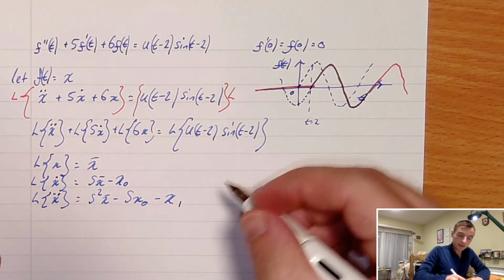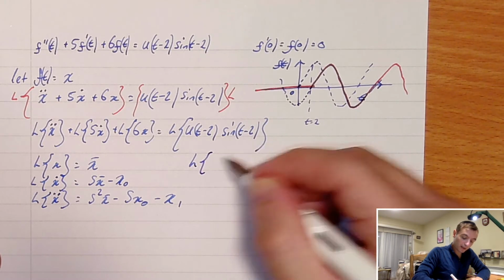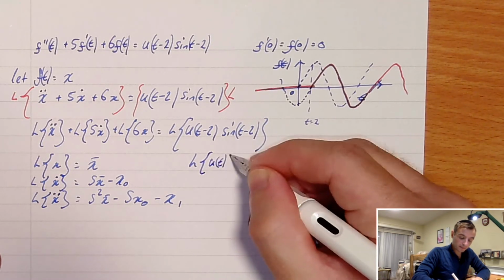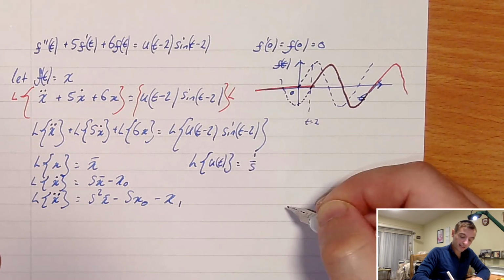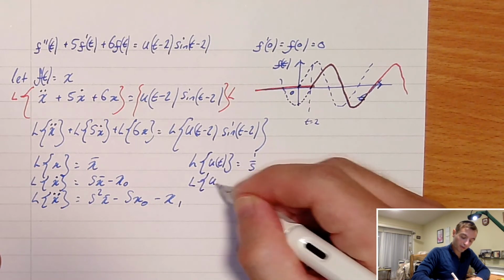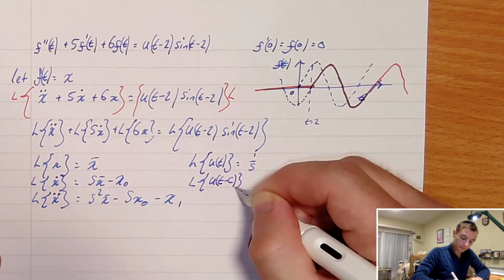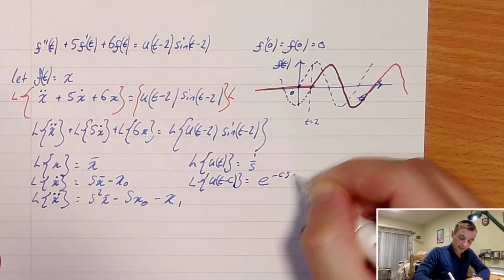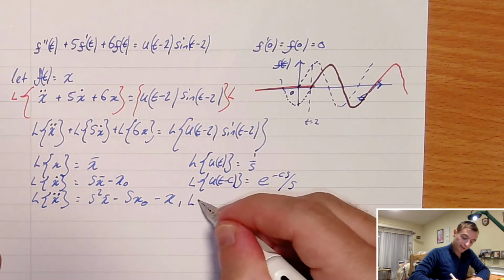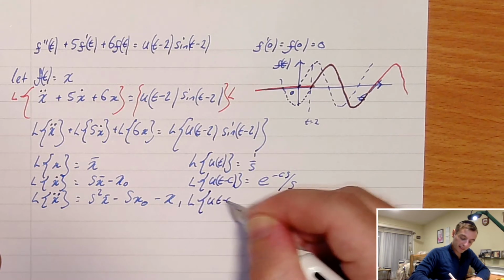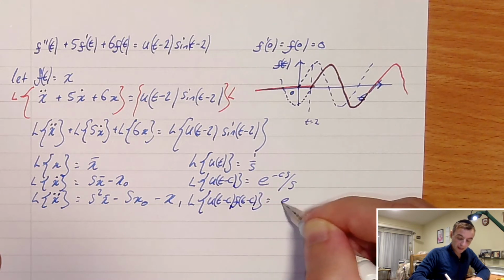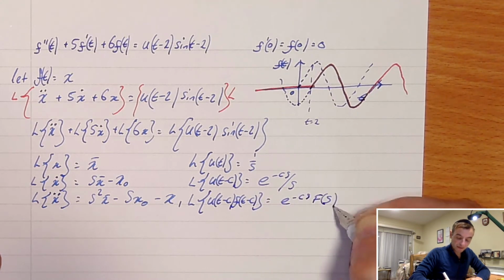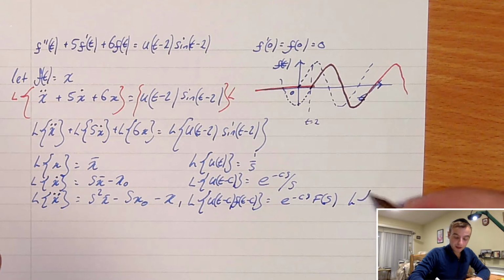And while we're at it, we can say that the Laplace transform of u(t) is just going to be 1 on s. The Laplace transform of u(t minus c) equals e to the minus cs on s. And the Laplace transform of u(t minus c) f(t minus c) is going to be e to the minus cs F(s), providing that the Laplace transform of f(t) equals F(s).